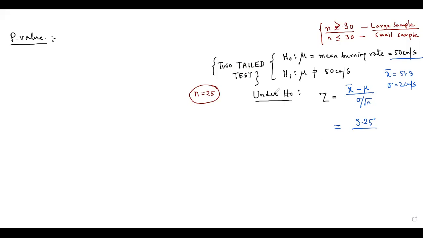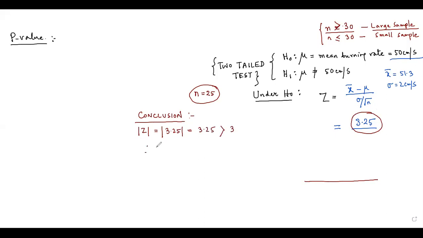What is the p-value? Now, what is 3.25? Let us try to draw the diagram. After you calculate Z, to draw the conclusion, what do you do? As I have taught you in the previous classes, you need to calculate mod Z, which is 3.25 indeed, and it is greater than 3. Therefore, H naught will be rejected.